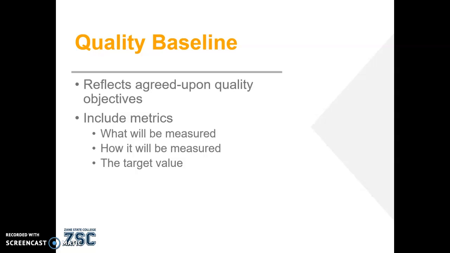A baseline essentially is an agreed upon objective. So it is what everybody agrees to. This is oftentimes part of the project charter in terms of what this project is going to deliver and what quality standards it needs to meet. It needs to describe the metrics that will be used to measure the quality, and they're things that everybody, all the stakeholders, can agree upon.